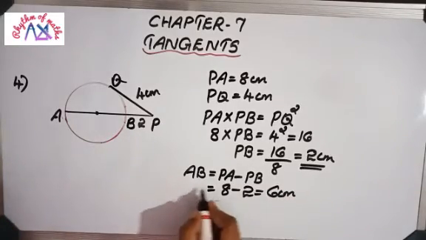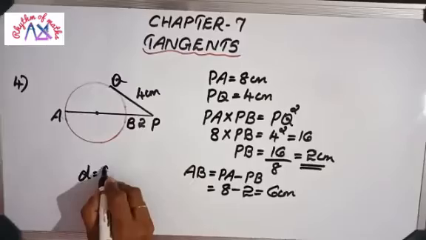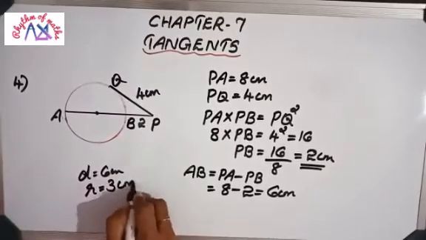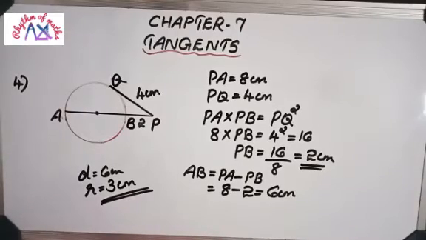That means diameter equal to 6 centimeter. So radius will be what? Half of this, that is 3 centimeter. So diameter is 6 centimeter and radius is 3 centimeter. So this is the fourth one's answer. Very important question. You can expect this question for the exam. Similar question we have done in the second chapter, that means the circles chapter. So learn this concept and try to solve more problems.